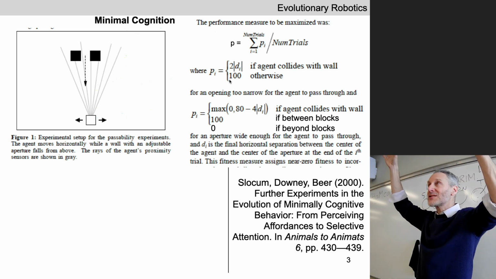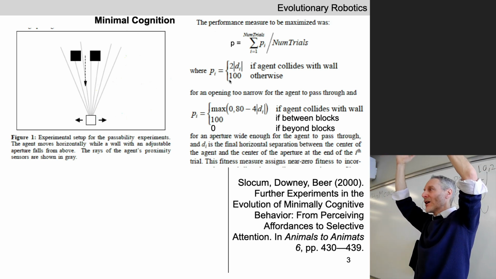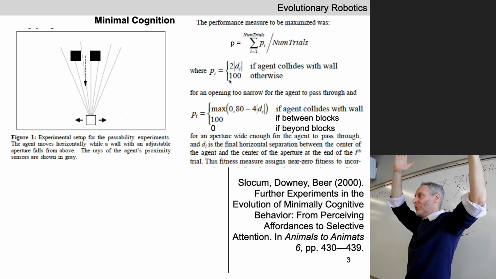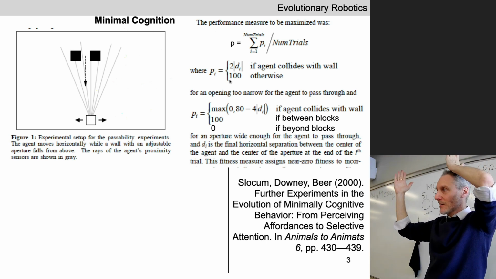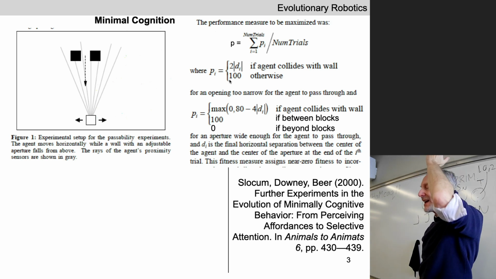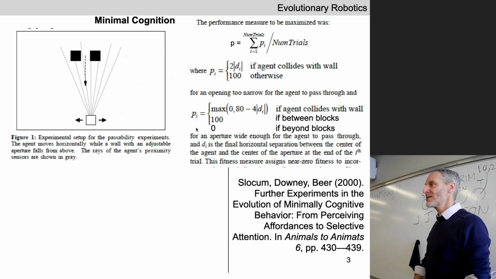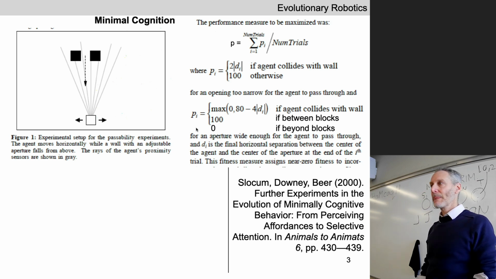If the pair of objects is coming down and the gap is too narrow for me to get through and I'm panicking, I don't quite know what to do, I move away, come back, move away, come back, and I get hit. At the moment I get hit, they compute the horizontal distance, D sub I, between me and the center of the pair of objects.